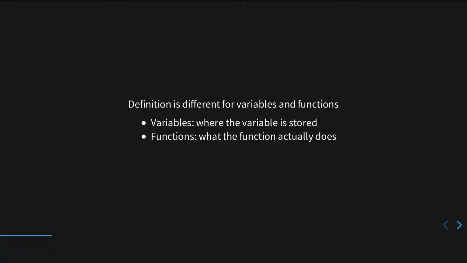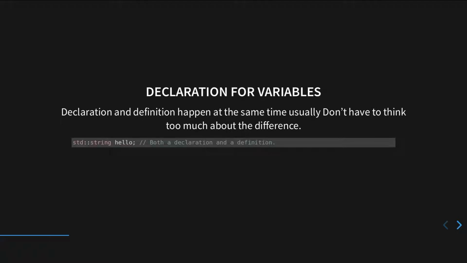For variables, it tells the compiler where the variable is stored. For functions, it tells the compiler what the function actually does. For variables, declaration and definition usually happen at the same time, and so you don't have to think too much about the difference. So here, std::string hello is both a declaration and a definition.